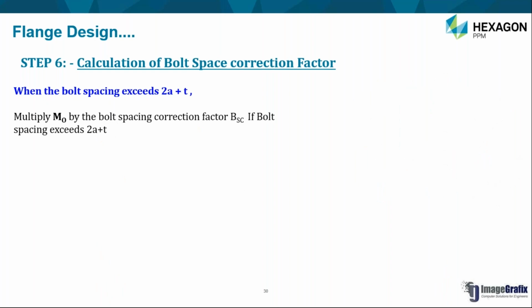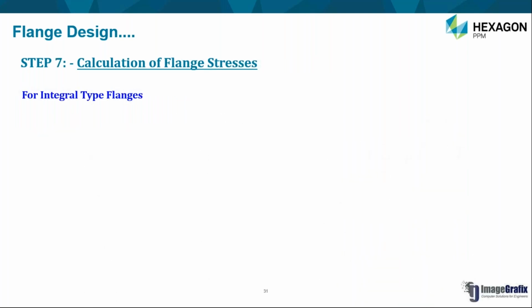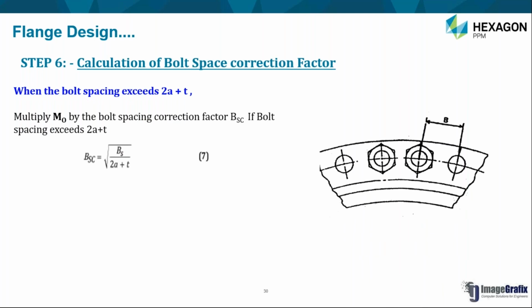Now again, there is one more criterion before directly going to the stresses. There is one more spacing which is important from the stress point of view. It is called the bolt space correction factor. This is the correction factor used as a multiplier when the actual spacing between the bolts exceeds 2a plus t, where a is your bolt diameter and t is your flange thickness.